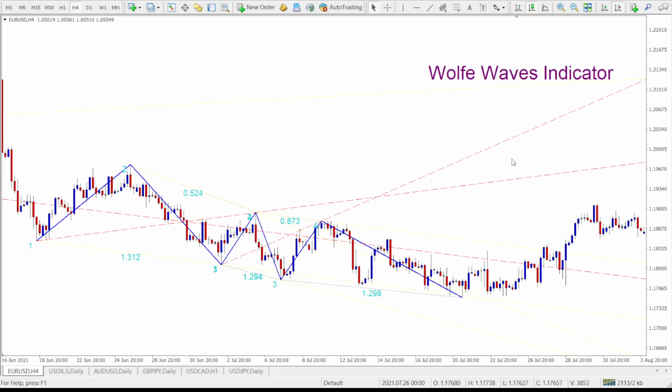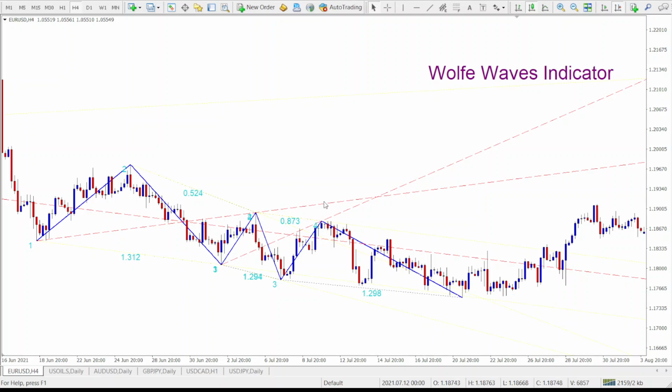Just like how we have Elliott Waves, if you're familiar with the Elliott Waves pattern, this is the Wolfe Waves pattern. In fact, the Wolfe Wave pattern is often referred to as Elliott Waves on steroids. So this pattern provides natural price patterns that predict future price movements.